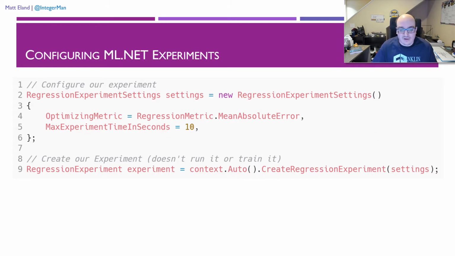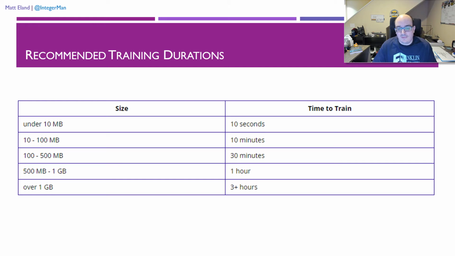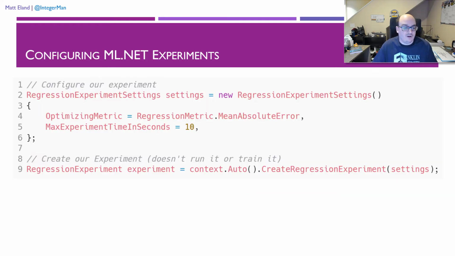Microsoft has some helpful guidelines around the max experiment runtime. If your data set is under 10 megabytes in size and not very complex in its nature, 10 seconds is a good time to train, and then it scales up a little bit based on the size of your data. Our data set here is 1 megabyte, so 10 seconds is just fine. You can probably be fine with 1 or 2 seconds. But 10 seconds isn't very long to wait in just a training scenario, because remember, this is not a production scenario, we're just training our data.